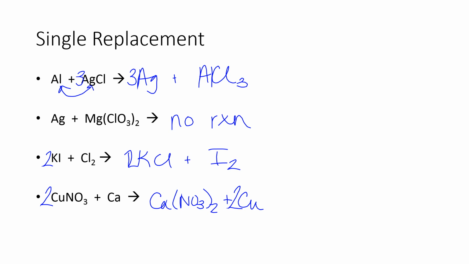With our last one, we have copper(I) nitrate and calcium. Calcium is a group 2 metal. Copper is a transition metal, very low on the list. So these will switch. So calcium pairs up with nitrate. Remember to crisscross your charges. And copper is going to come out by itself. And then from there, you could balance it. We have 2 nitrates on the product side, so we need 2 on our reactant side. That gives us 2 coppers, so we need 2 coppers on our product side as well.